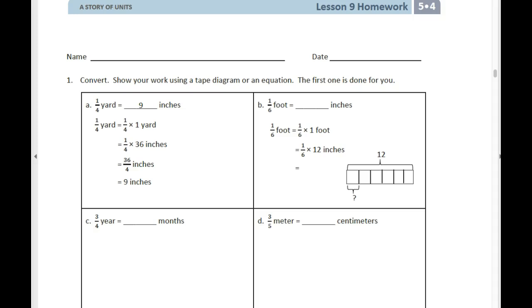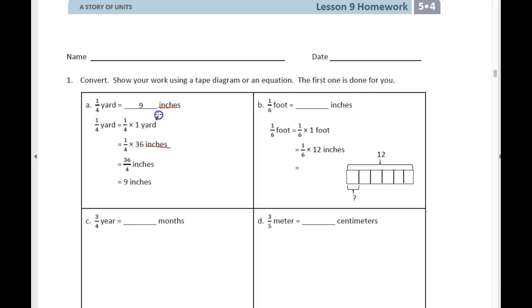So when we take a look at their example right here, this is saying 1/4 of a yard is equal to how many inches? So here's the process that they went through. They said 1/4 of a yard is the same as 1/4 times a yard, because the "of" makes the multiplication. And then because they want to go to inches, they're changing 1 yard to inches to start with.